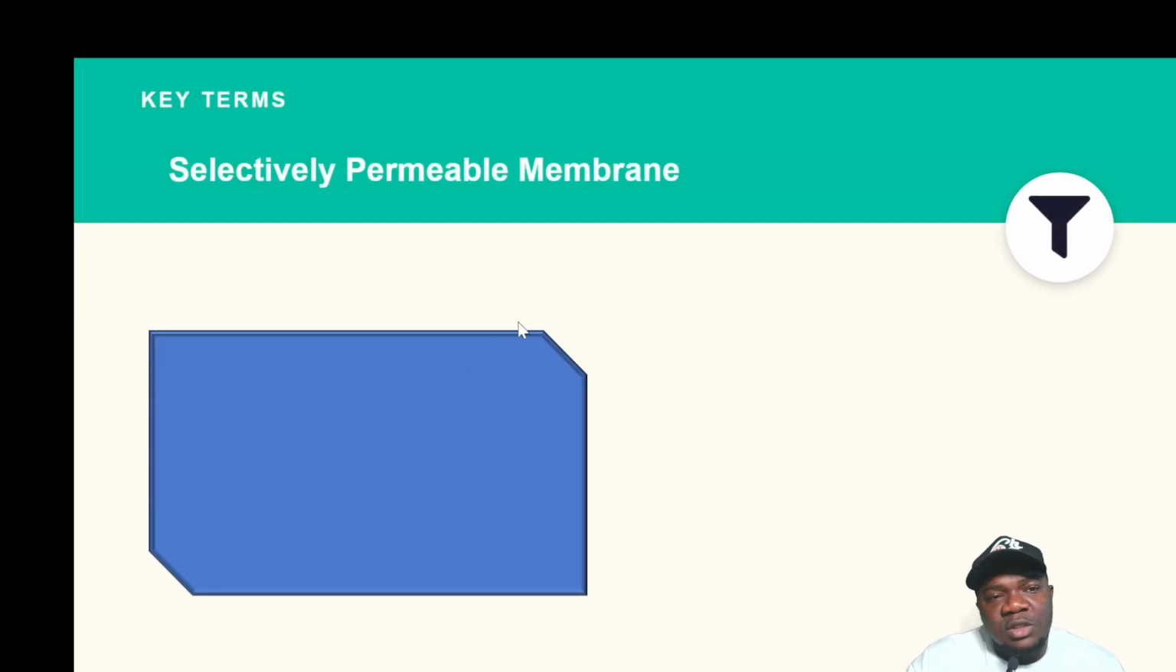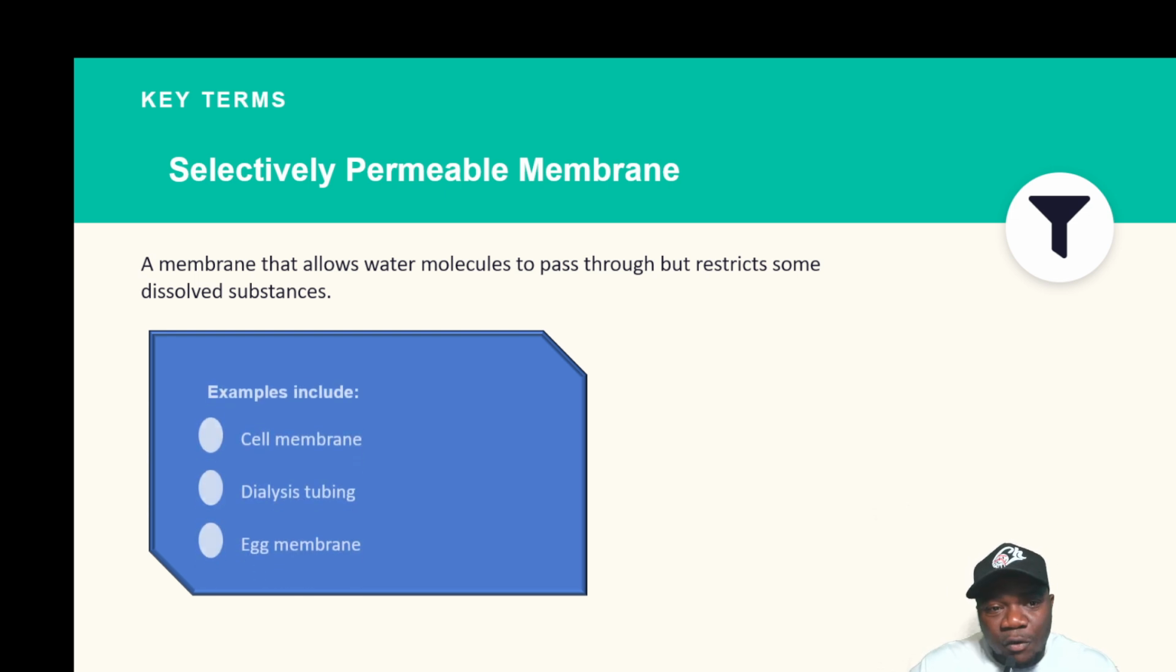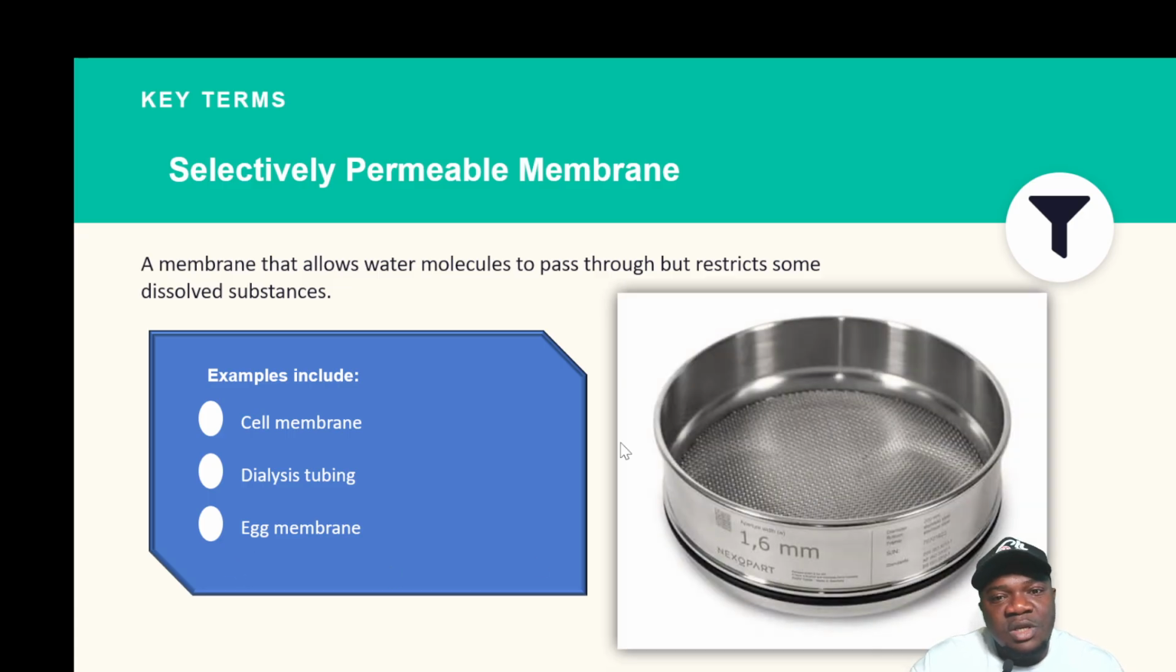We have one other type called the selectively permeable membrane, just like we defined in osmosis. This is a membrane that allows water molecules to pass through it but restricts some dissolved substances. Good examples are the cell membrane, dialysis tubing, and the egg membrane. It prevents some dissolved substances, just like a sieve: you can put in substances, and it allows some of them but prevents others from passing through. Just an analogy.